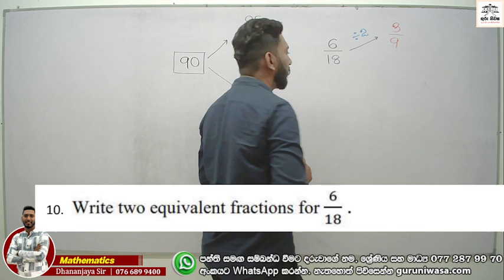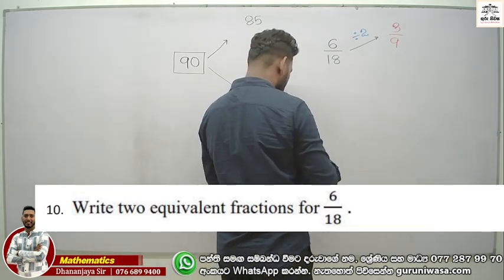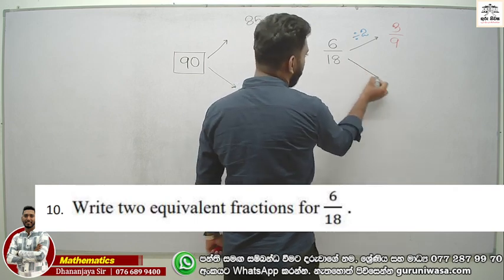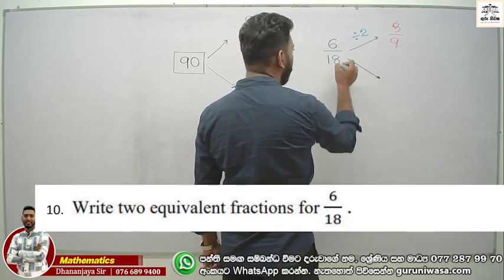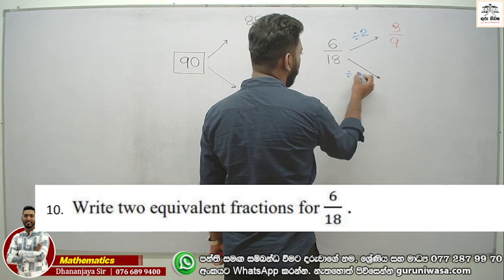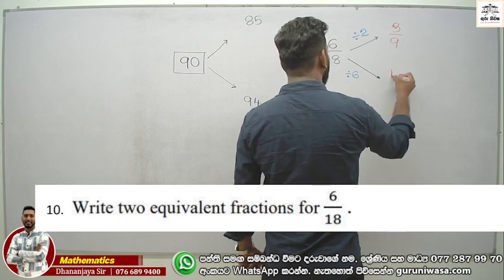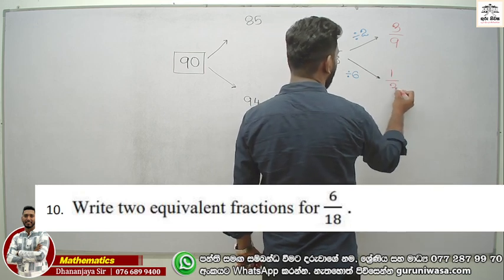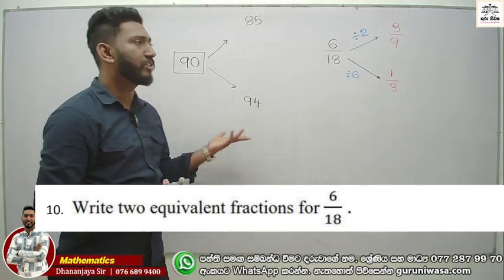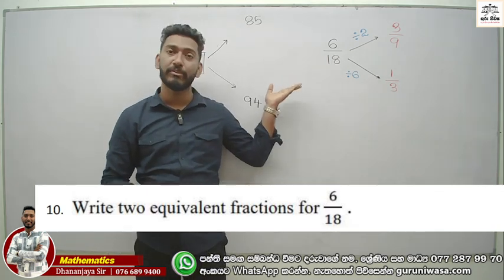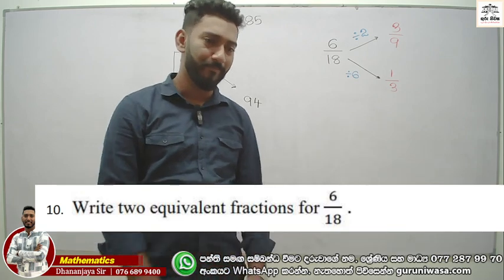I wrote one. You can also write it by multiplying, but division is easy, right? Now as a second equivalent fraction, these numbers 6 and 18 you can divide by 6 also. Now 6 times 1 and 6 times 3. Division is so easy because both numbers are divisible by 3 and 6.